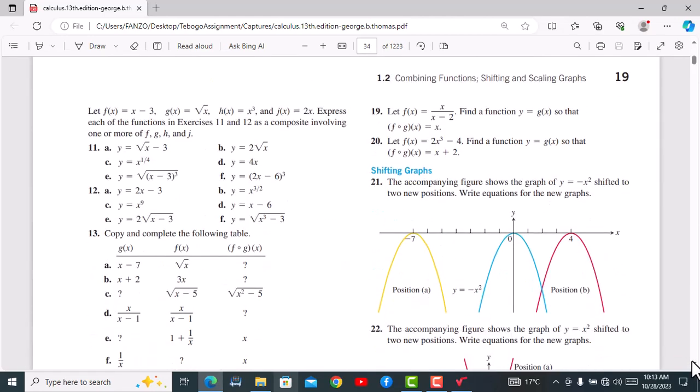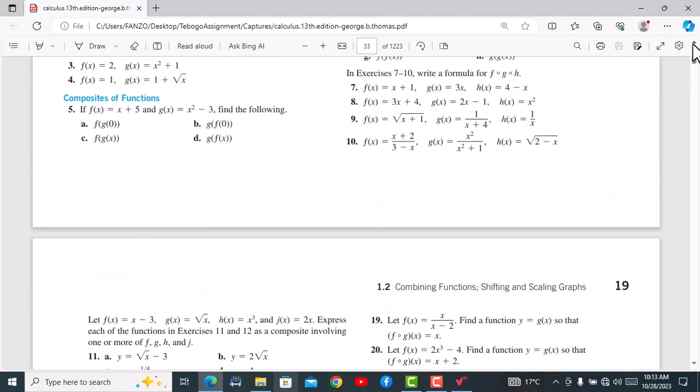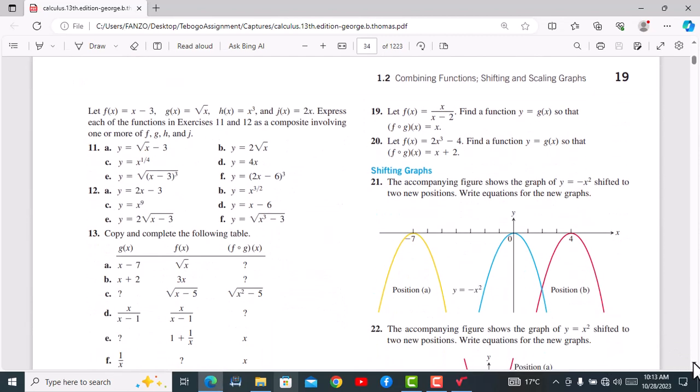So guys, let me just see what other problems there are. Combining functions, shifting and scaling. It's very important, this one. So let's come here. Let f at x be equal to that, and h at x. Express each function as a composite involving one or more. So we need to express this as a composite function with one or more of f, g, h and j.